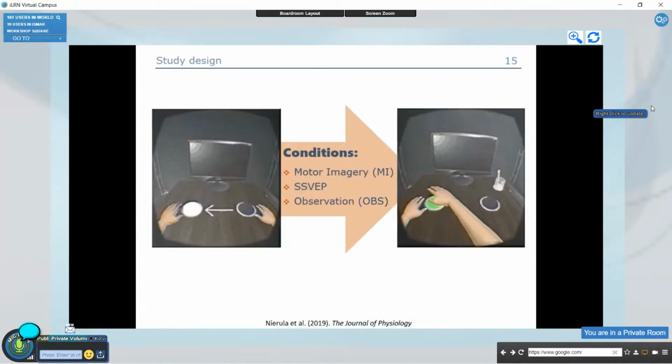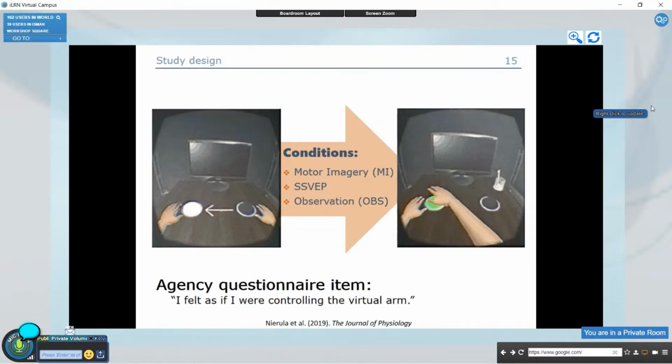There were three different conditions. Participants either induced the virtual arm movement through imagining the exact same movement, or through looking at the blinking button that the arm should move towards. And in a third condition, they simply observed the arm moving. This was a control condition, and they were not able to have any control over that movement. They could just observe it. Several times throughout the experiment, we were asking participants how strong they felt it was them controlling the virtual arm movement.